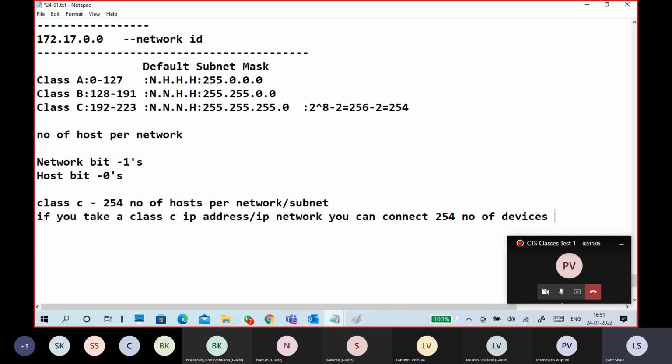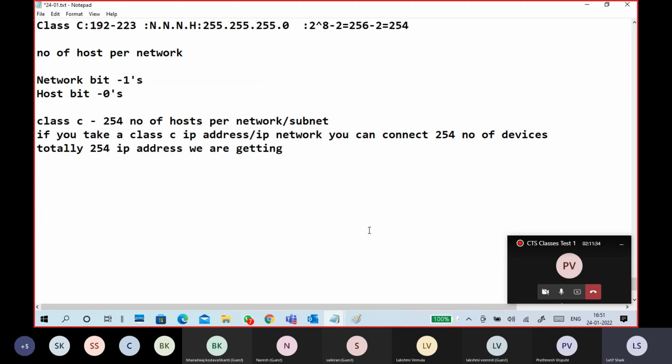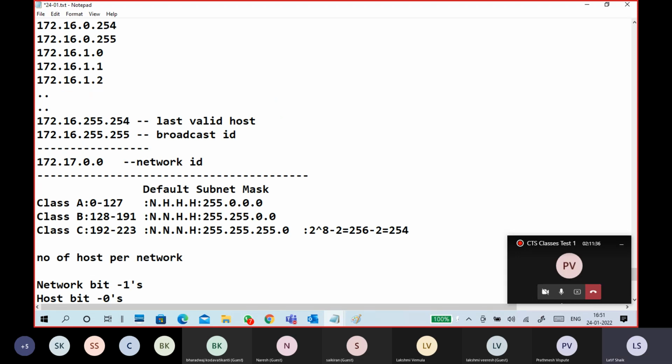So the sentence can be interchangeable. If you take a network, it means totally 254 IP addresses you are getting. So 254 number of devices or hosts we are able to connect. Like that.